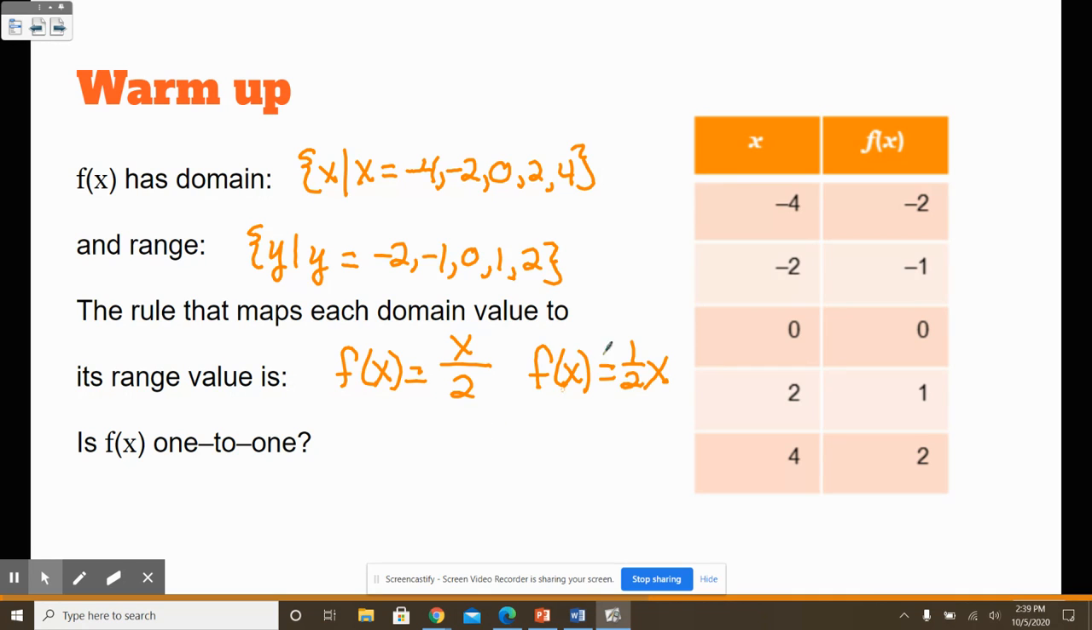Is it 1 to 1? Well, does each y only have one x? It does look like it is 1 to 1. This would be the graph of a line. If we were to graph it, it would be kind of a flatter line, and it passes the horizontal line test as well.